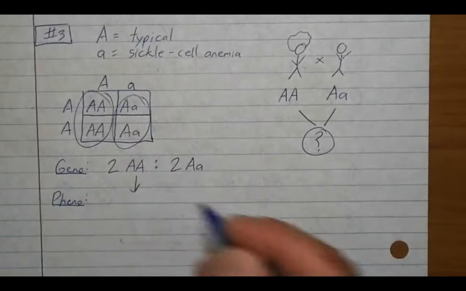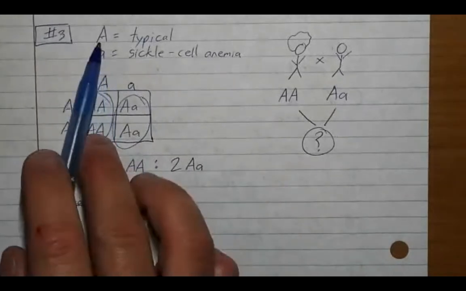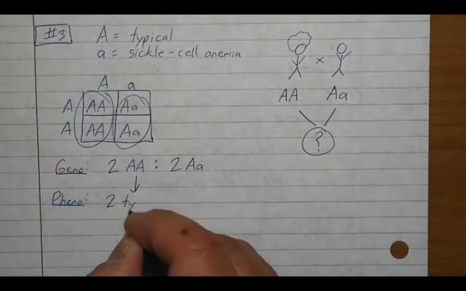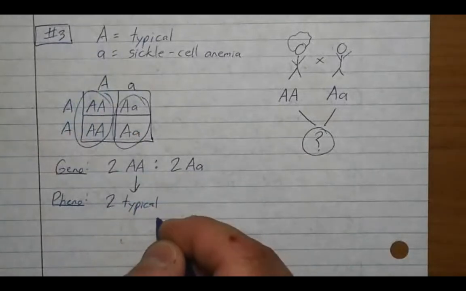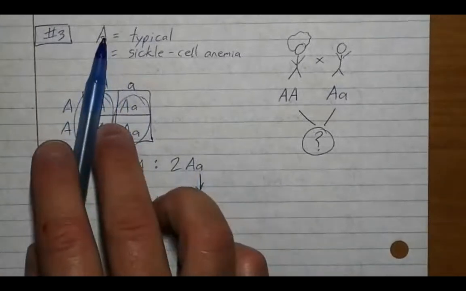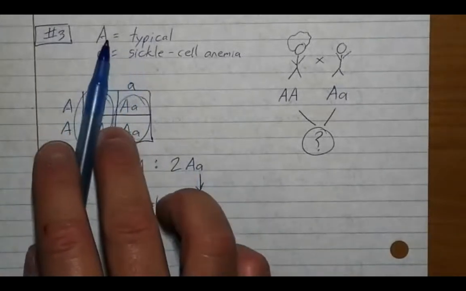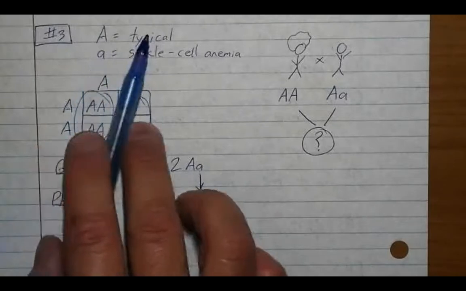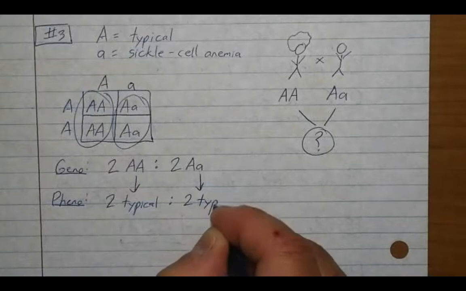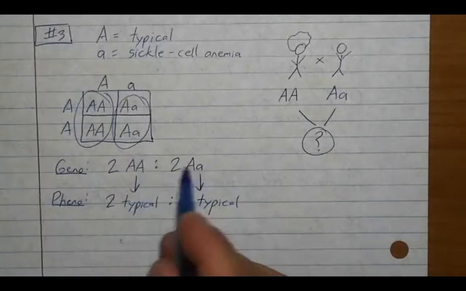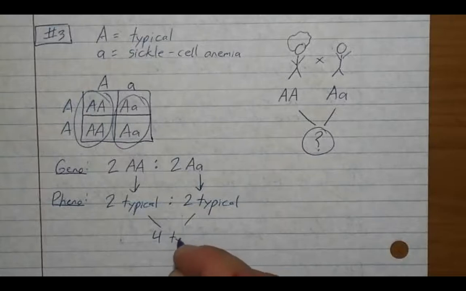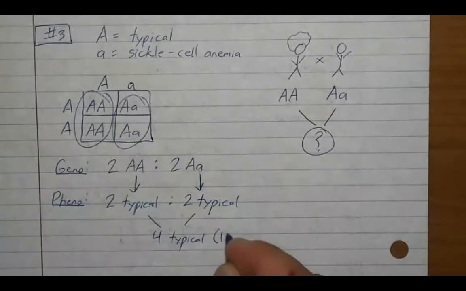All right. What does capital mean? Capital, well, you're both typical. So they're going to be 2 typical, meaning they do not have the disease. And these are capital lowercase. Well, capital is typical, lowercase is sickle cell, but the capital overrides the lowercase. So they'll be typical too. So I'll put colon 2 typical. So look what happens. Even though the genotypes are different, these come out to 4 typical, which is 100%.